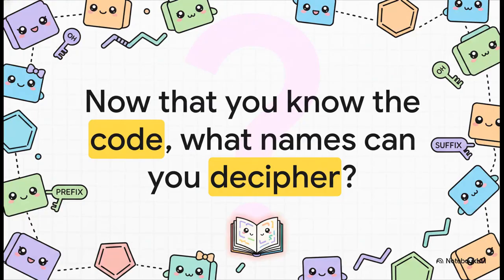Now we've really just scratched the surface today, but you now have the fundamental key: prefix, base, suffix. Yeah, there are more rules for more complicated situations, but they all build on this simple foundation. So the real question is, now that you know the basic code, what other chemical names are you going to see out there and be able to decipher?